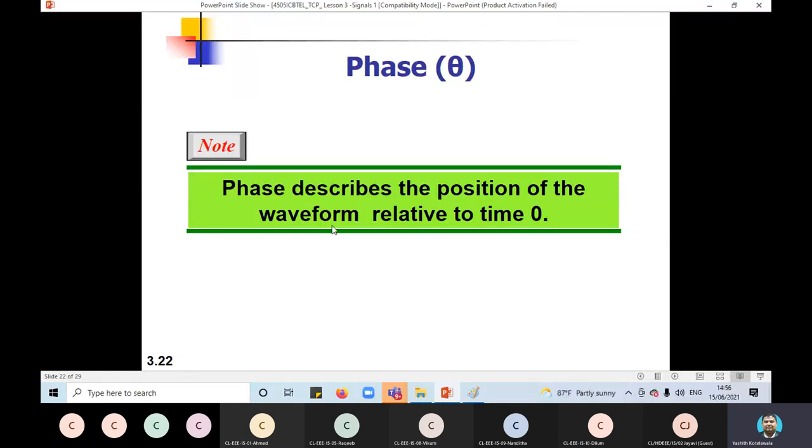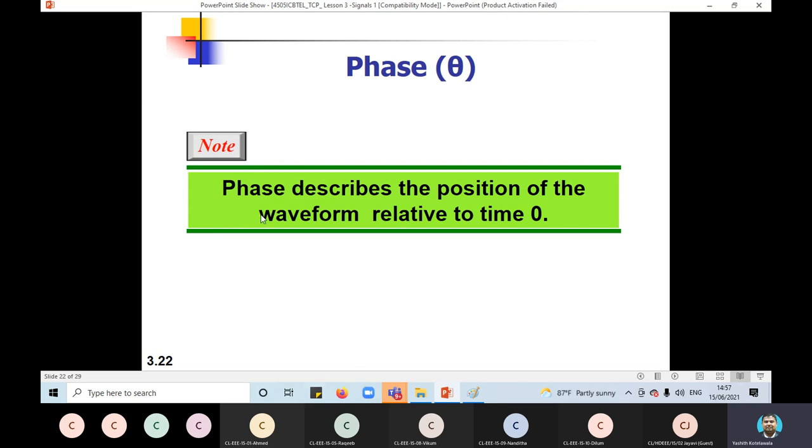Right, phase. The parameter symbol is theta. When it comes to a sinusoidal wave function, you have simply v equals capital E sine omega t plus theta, right? Don't worry if you have no idea about the sine function, we'll be discussing it later. Anyway, there is a component called theta. Theta represents the phase angle or the angular position of the waveform.